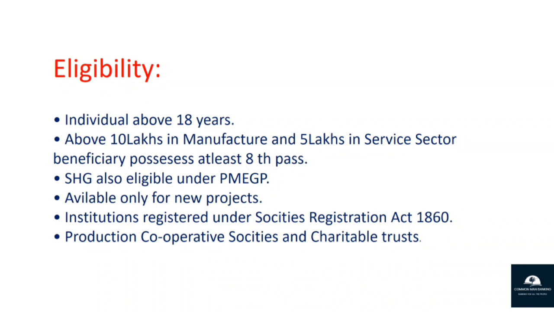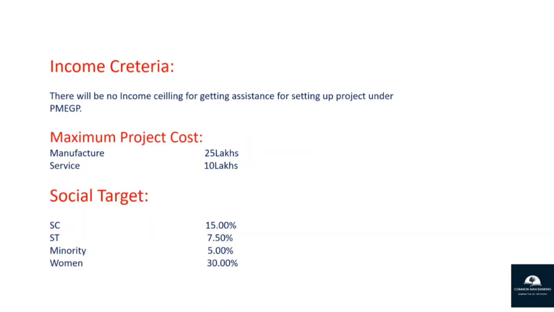The PMEGP program is mainly for new projects. Institutions registered under the Societies Registration Act, 1860, are also eligible under this scheme. Cooperative societies and charitable trusts are also eligible under the scheme. Earlier the scheme was mainly given to BPL families, in the 1880s and 1890s. Now, after 2008, in PMEGP there is no income ceiling.